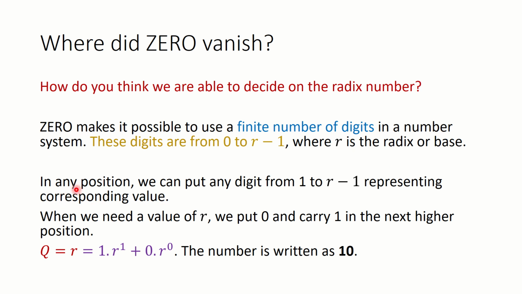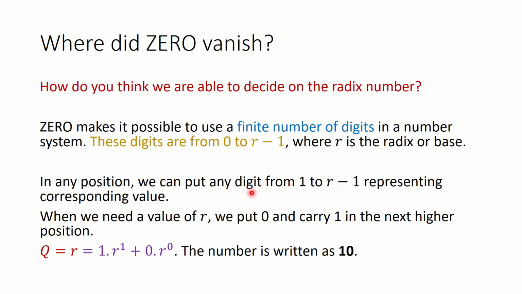At any position, we can only put a digit from 0 to r minus 1. Let us suppose from 1 to r minus 1, representing a corresponding value, because 0 is not basically a value. If we have to give a value, then we place 1, 2, up to r minus 1 at a particular position.